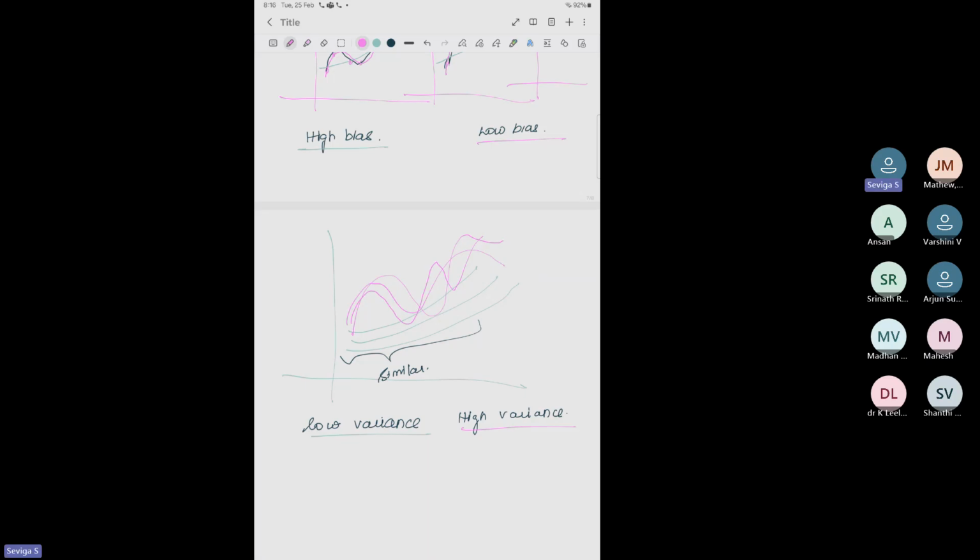So when the curves are not similar to each other, when they have a lot of hills and valleys, these curves are quite different from one another, so we say they have high variance. Previously, the curves looked similar to each other. They are pretty much the same. So we call it low variance.